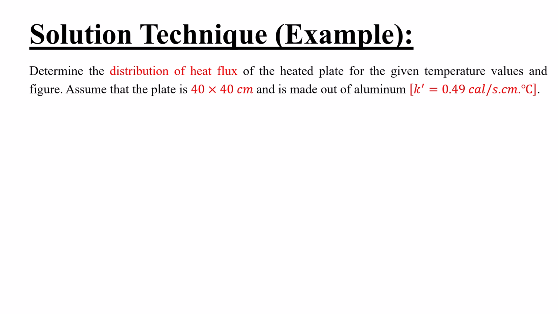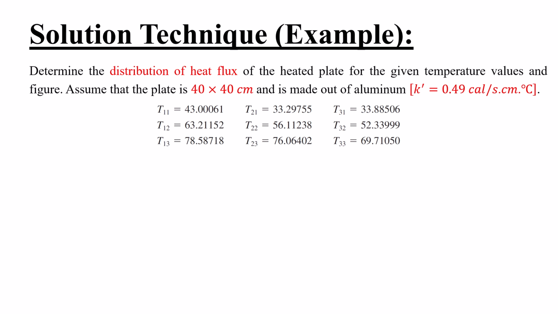Now let's do an example where we want to calculate the heat flux in the plate, and we have the coefficient, because how heat is transferred depends on the material being used. We consider aluminium with a coefficient K dash of 0.49 calorie per second centimeter degree centigrade. We are considering a 40 by 40 centimeter plate. As we calculated previously using Liebmann's method, we use these results to calculate the heat flux.